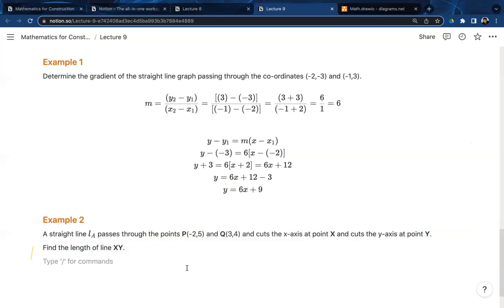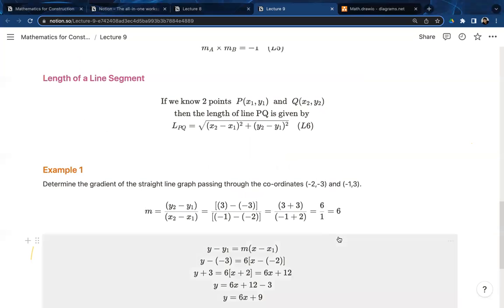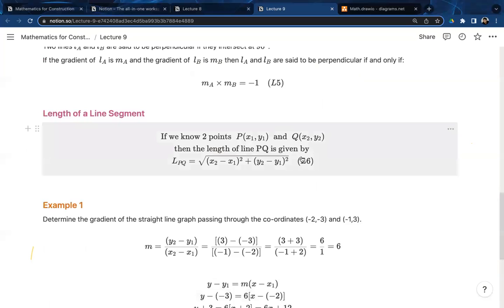So I basically give you a line segment PQ. And from that, you have to find the line segment XY, and then find the length of the line XY. So how would you determine what points X and Y are, the coordinates of X and Y? Because you need the coordinates of X and Y to put into this length equation here.